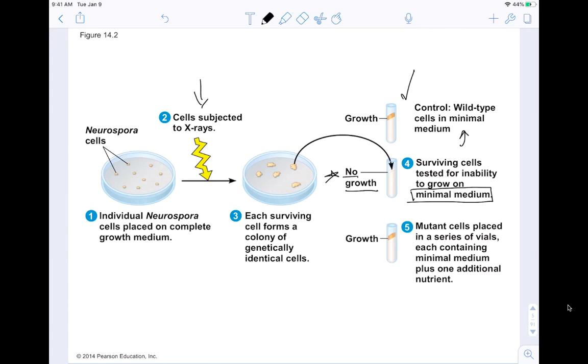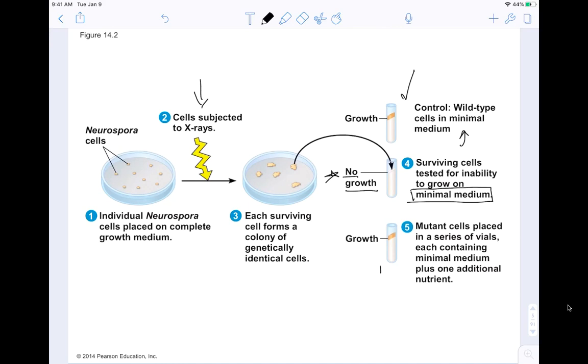So they added amino acids, which we know are the building blocks of all of our proteins. They added different amino acids to different petri dishes, so minimal media plus one amino acid, until they got growth. So that's what they did here. The mutants were placed on a series of vials, each containing minimal media plus one additional ingredient. And it was different for each one of those vials, right?